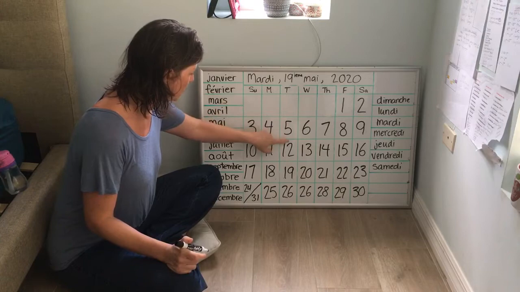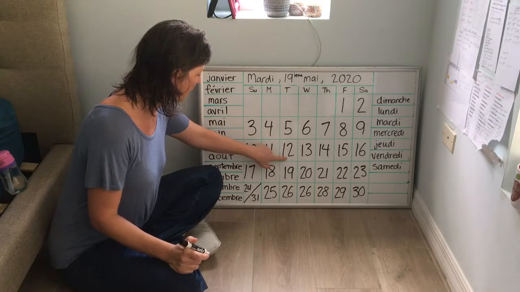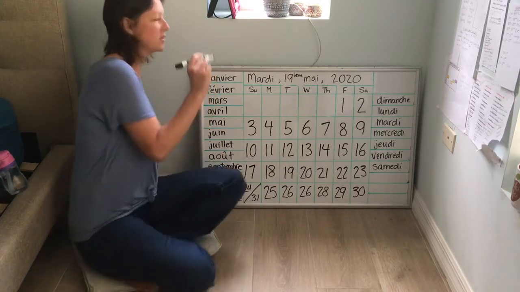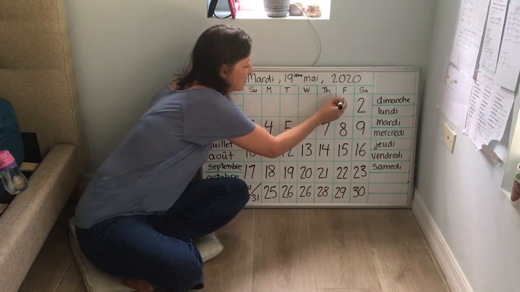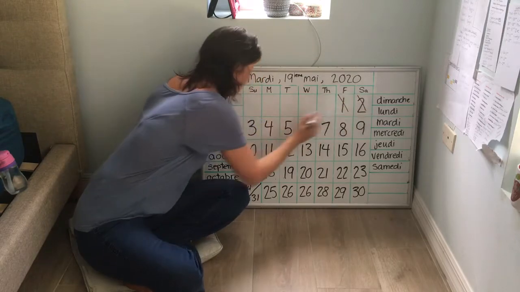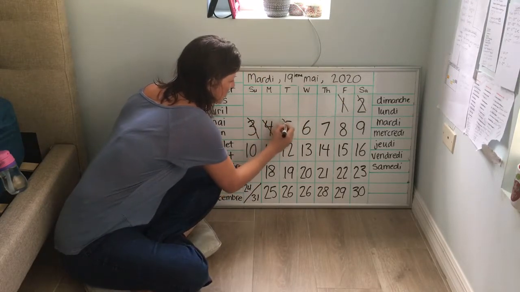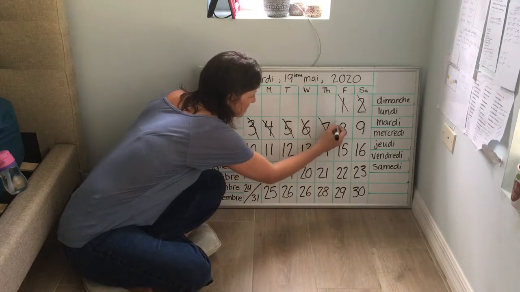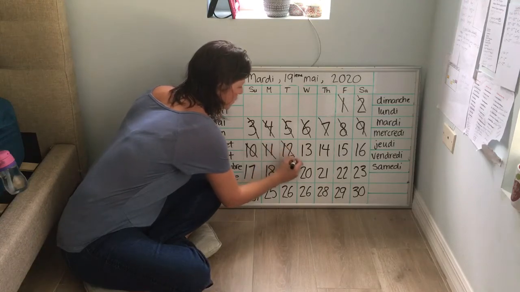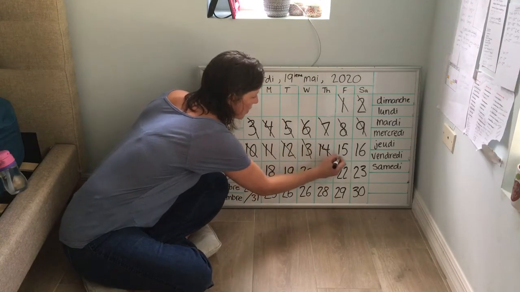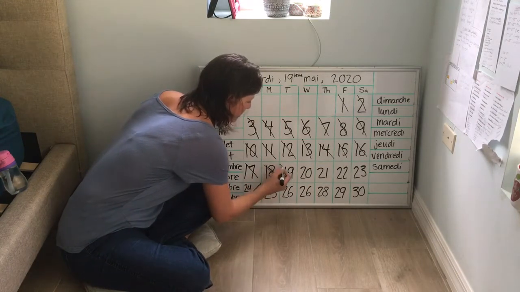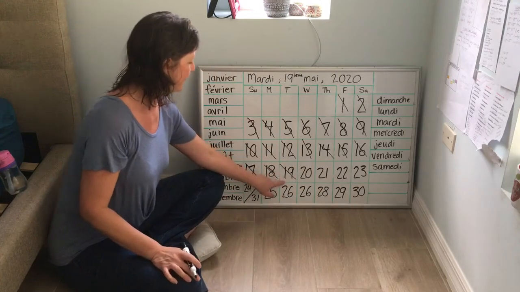Follow the Tuesday down. Doodle-doodle-doo. Last week was the 12th when I did the calendar, and this week it is this day in May. Let's count en français. How many days have passed in May? 1, 2, 3, 4, 5, 6, 7, 8, 9, 10, 11, 12, 13, 14, 15, 16, 17, 18, 19. So, this is 19.